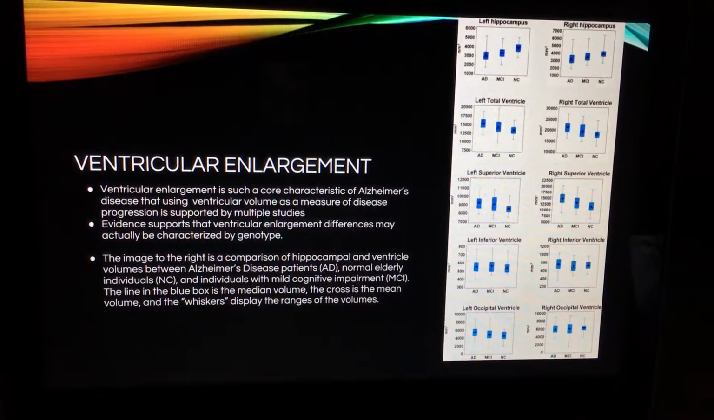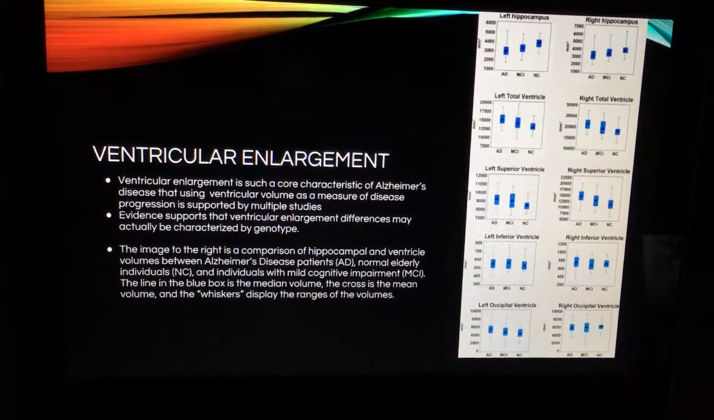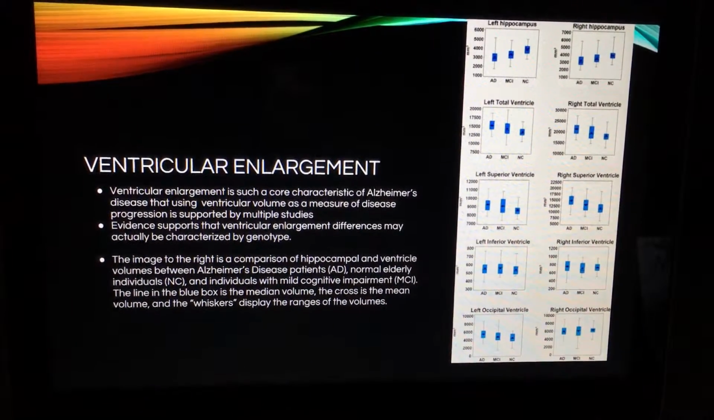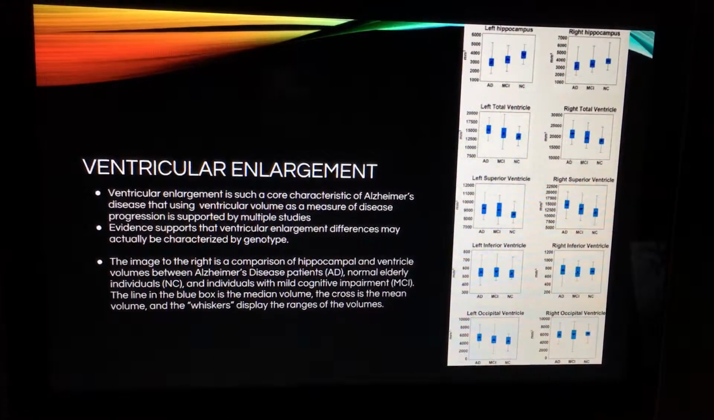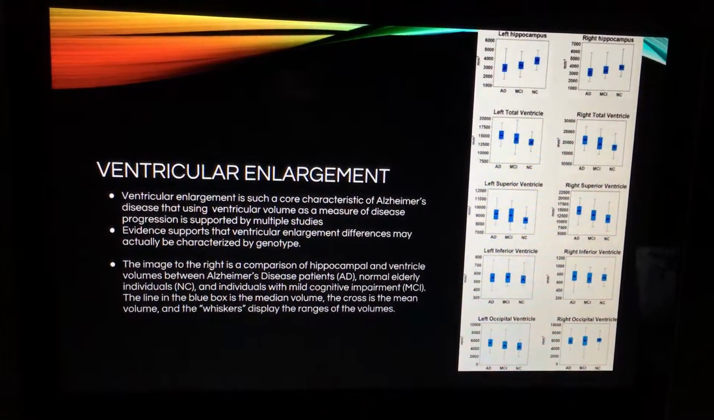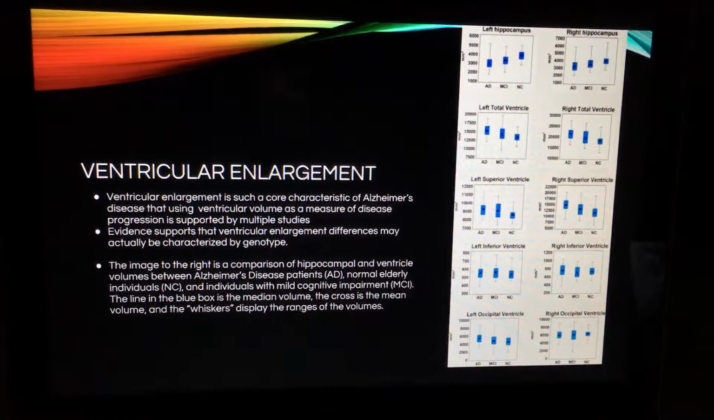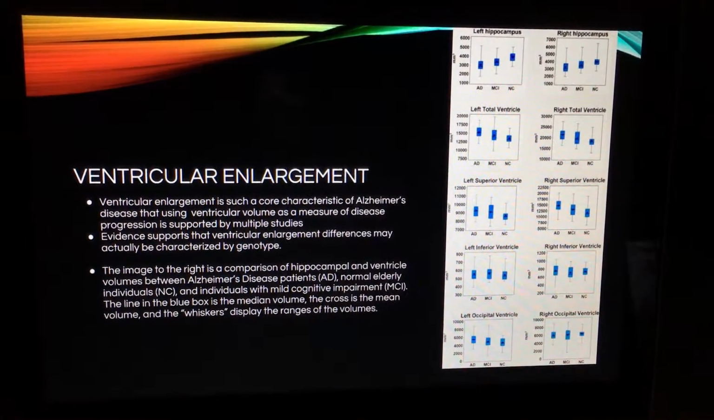Ventricle enlargement is such a core characteristic of Alzheimer's disease that using ventricular volume as a measure of disease progression is supported by multiple studies. Evidence supports that ventricular enlargement differences may actually be characterized by genotype.